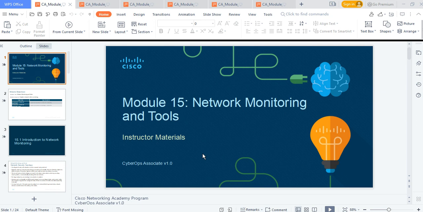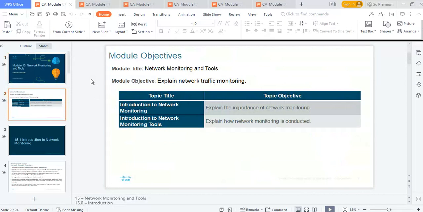It's a 28-series training that focuses on training first level or tier one SOC analysts. So we've exhausted modules 1 up to 14, and this is the 15th module in the series. We're going to be looking at network monitoring and tools. Now, what's our goal? What are our objectives? We want to monitor our network.